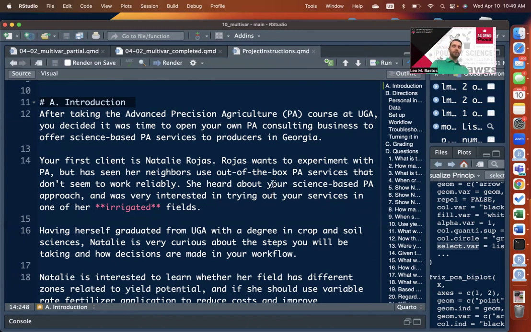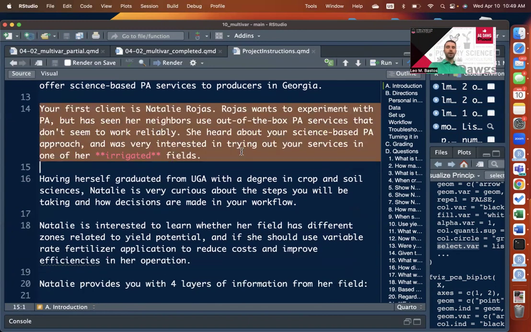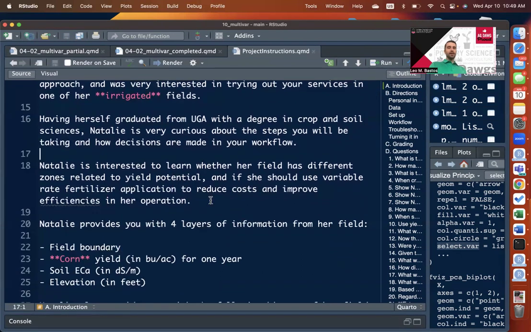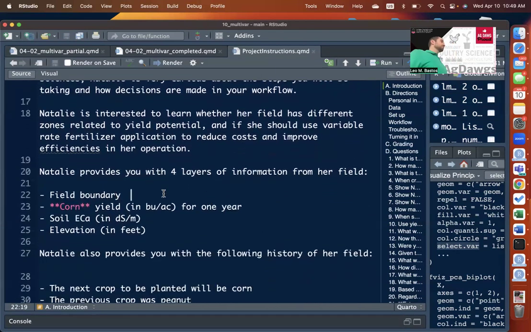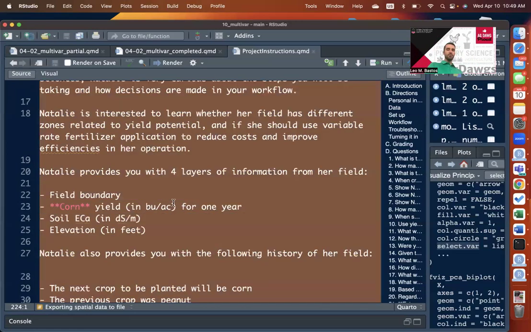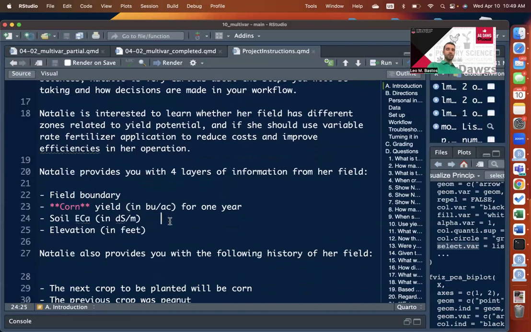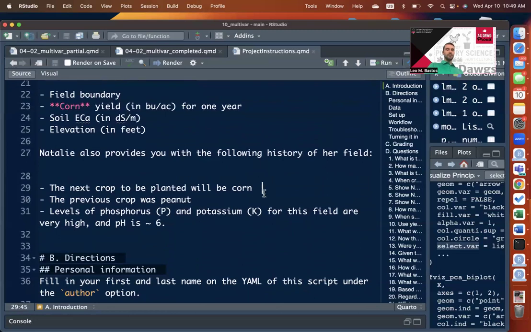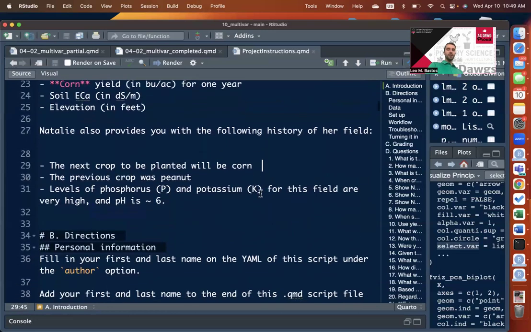I set up the problem here: what is her field, what is her crop, and whether it is irrigated or not. In this case, I'm saying it's irrigated. And I'm giving you some details that you're going to need to consider at different points of this project. For example, she is giving you 4 layers of information: field boundary, corn yield in bushels per acre for 1 year, soil electrical conductivity, and elevation. And then there is some history about this field that she's providing data for.